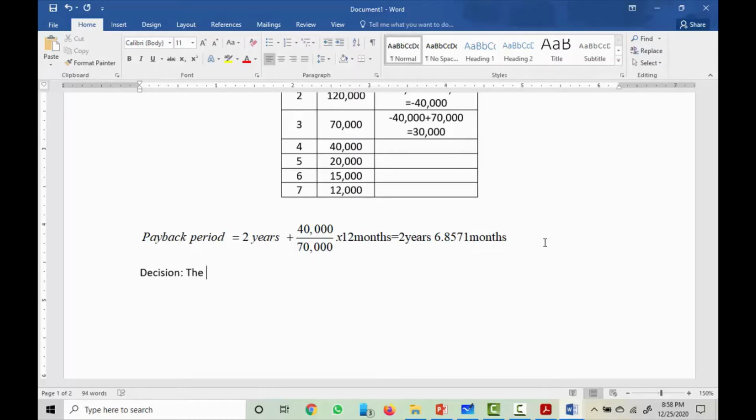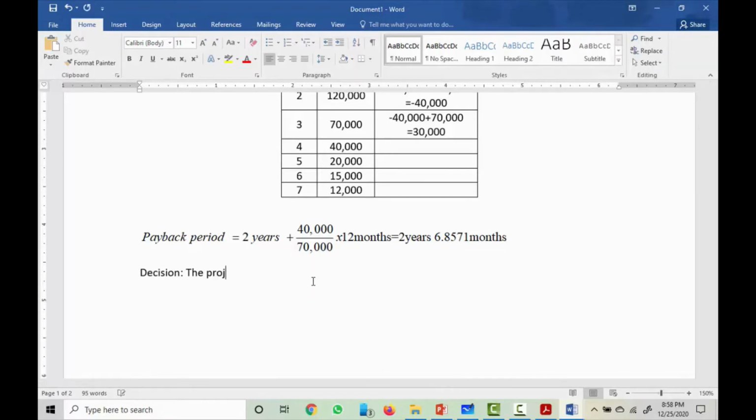So the project is generating an earlier payback because we needed the payback within 3 years. But as you can see, the project is giving us the payback before 3 years. So obviously the requirement is fulfilled. So the required payback period is fulfilled.